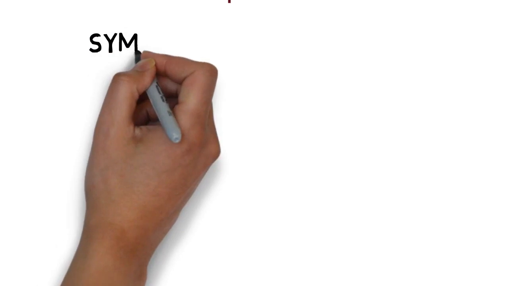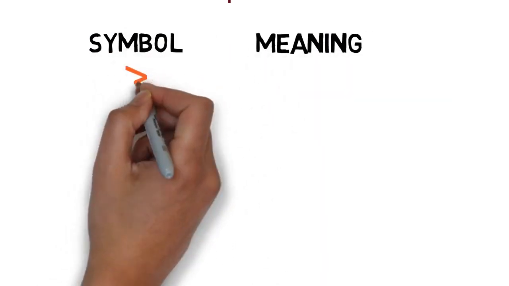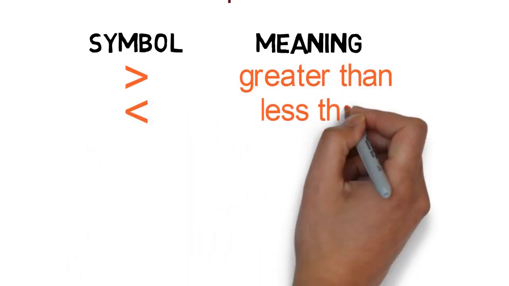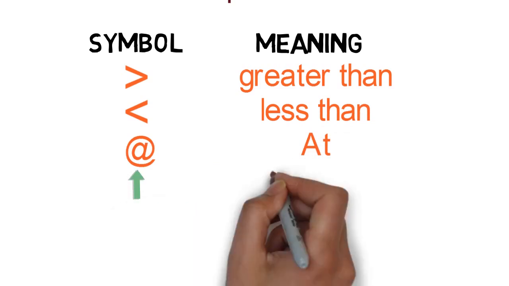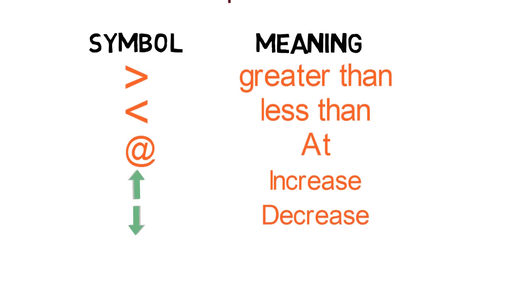We may use symbols as well. Some of the examples could be like this. This symbol is for greater than. This is for less than. This is for at. This is for increase. And this is for decrease. So in this way, you can create logical symbols for shortly denoting the information in the notes.